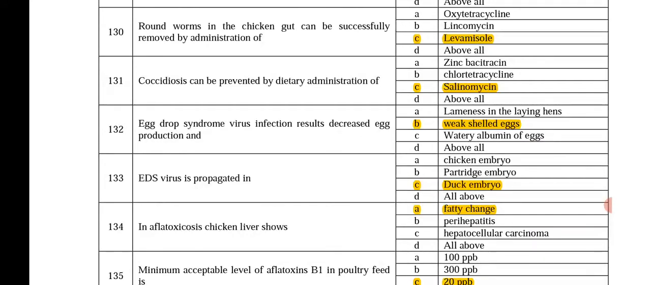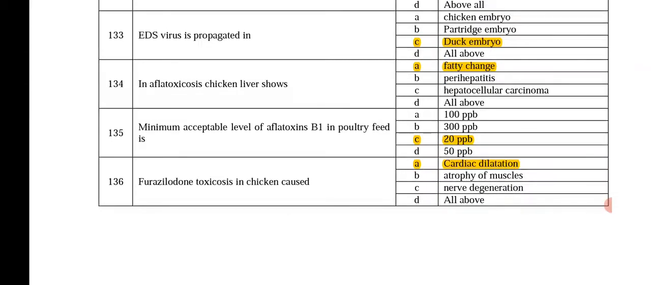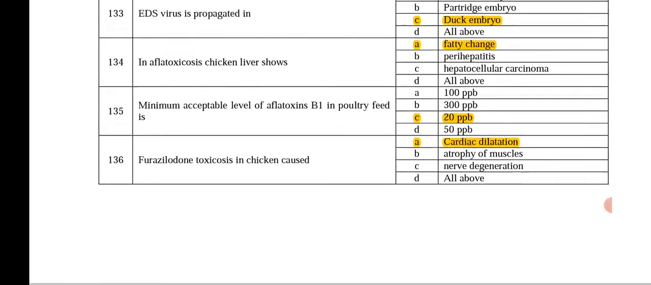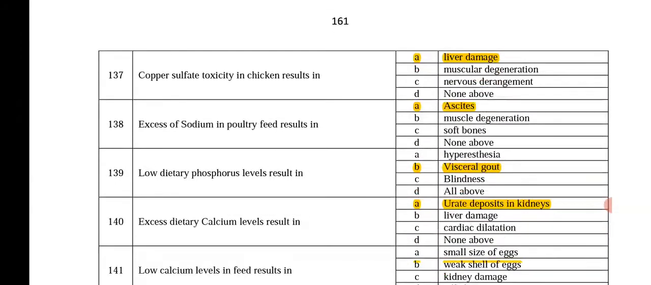In aflatoxicosis, chicken liver shows fatty change. The maximum acceptable level of aflatoxin B1 in poultry feed is 200 parts per billion. Furazolidone toxicosis in chicken causes cardiac dilation. Copper sulfate toxicity in chicken results in liver damage.